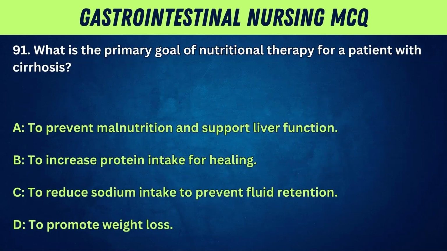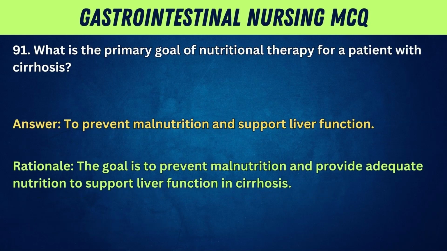91. What is the primary goal of nutritional therapy for a patient with cirrhosis? A. To prevent malnutrition and support liver function. B. To increase protein intake for healing. C. To reduce sodium intake to prevent fluid retention. D. To promote weight loss. Answer: To prevent malnutrition and support liver function. Rationale: The goal is to prevent malnutrition and provide adequate nutrition to support liver function in cirrhosis.